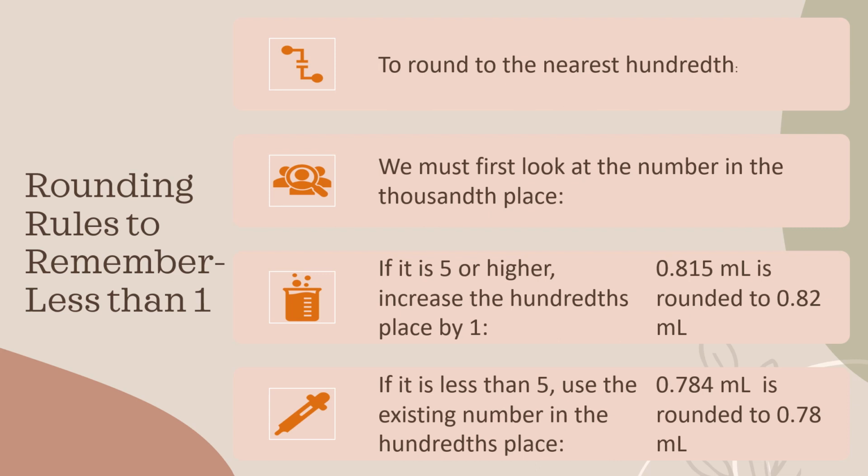So if we have a number less than 1, we're going to round our decimal to the hundredths or 2 decimal places. We do this by looking at the 3rd decimal place or the 1,000th. If the number in the 1,000th place is 5 or higher, we're going to increase the number in the hundredths place by 1. So if the number is 0.815, we would round that to 0.82. If the number in the thousandths place is less than 5, we're going to use the existing number in the hundredths place. So 0.784 would round to 0.78.